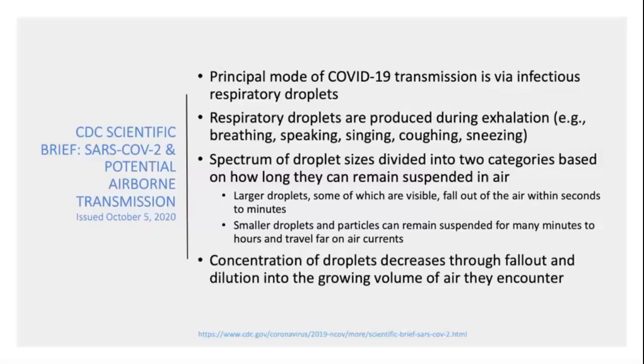And there's a somewhat artificial separation in a spectrum of droplet sizes. So when you think about respiratory droplets, those are larger droplets. Sometimes you can even see these droplets, and these don't travel through the air very well. They fall out of the air within seconds to minutes. The smaller droplets, smaller particles, can remain suspended for many minutes to hours, and these are the small droplets that we're concerned about traveling on air currents. Of course, as these droplets are dispersed from larger droplets to smaller droplets, the concentration decreases because the volume of air they're diluted in increases. And can you advance the slide, please?